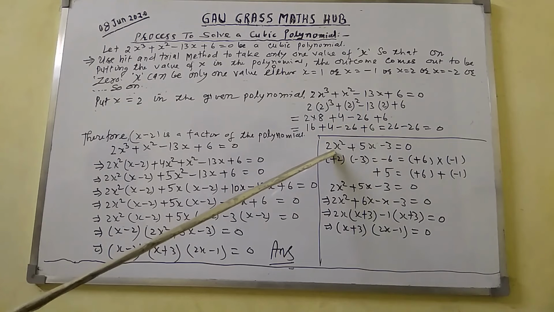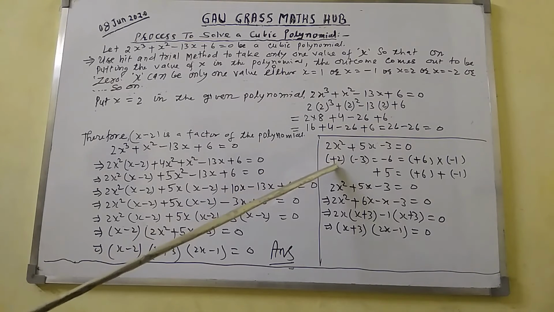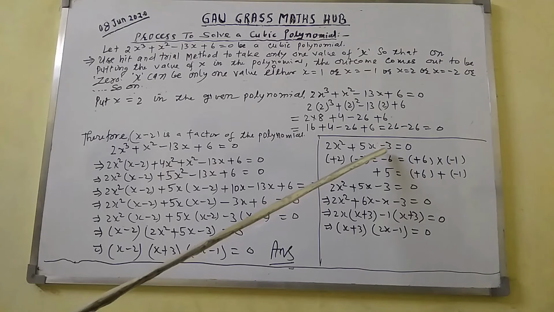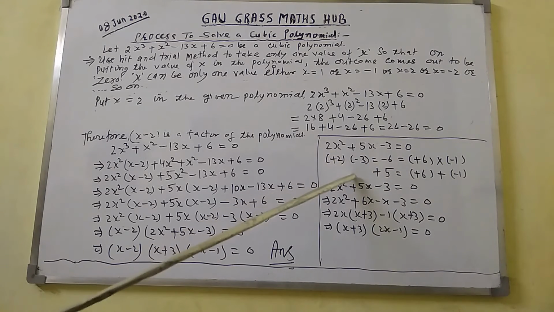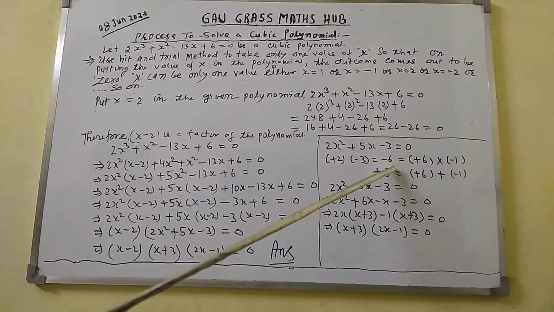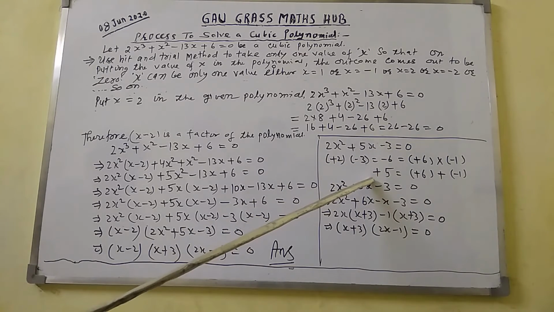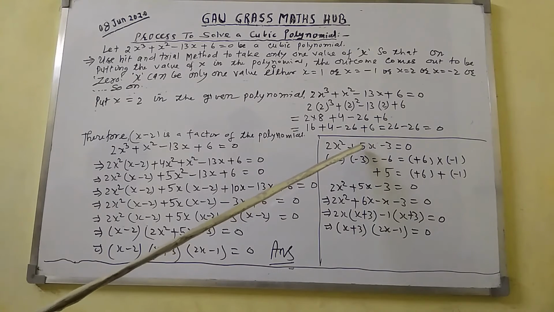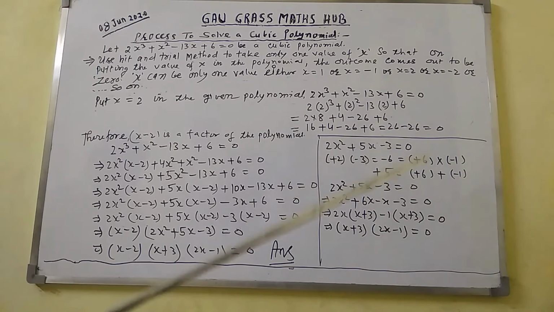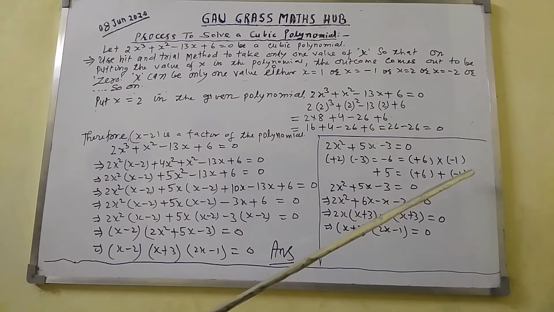Take the coefficient of x square. Here you can see the coefficient of x square is plus 2. Write down here plus 2. The constant value is minus 3. Write down here minus 3. Both values will be multiplied together, it comes out to minus 6. Here we write plus 5, the coefficient of x is plus 5. Write down here plus 5. Here the equal to sign is there. Now make 4 boxes there.